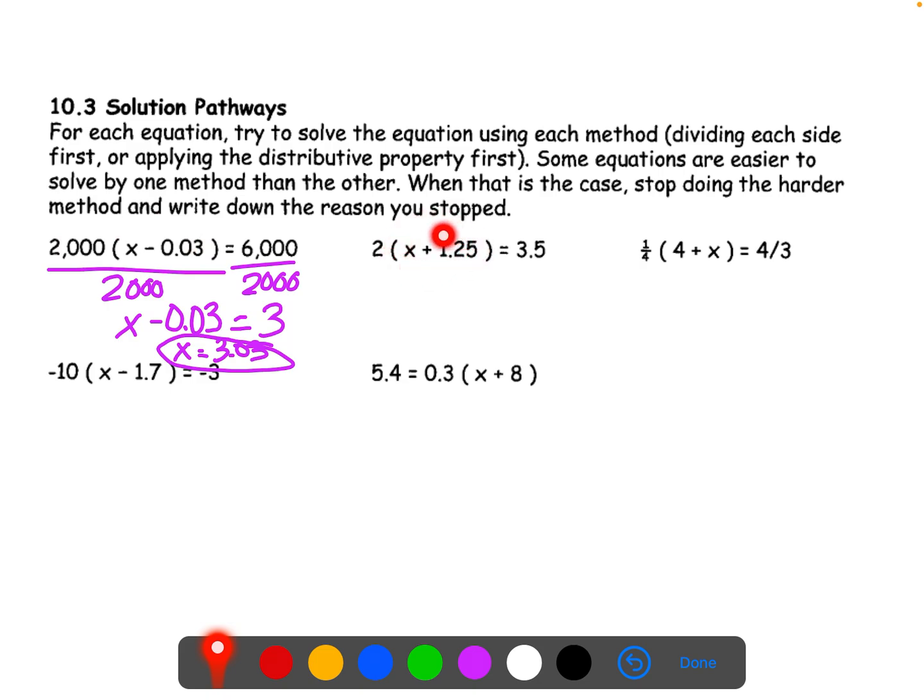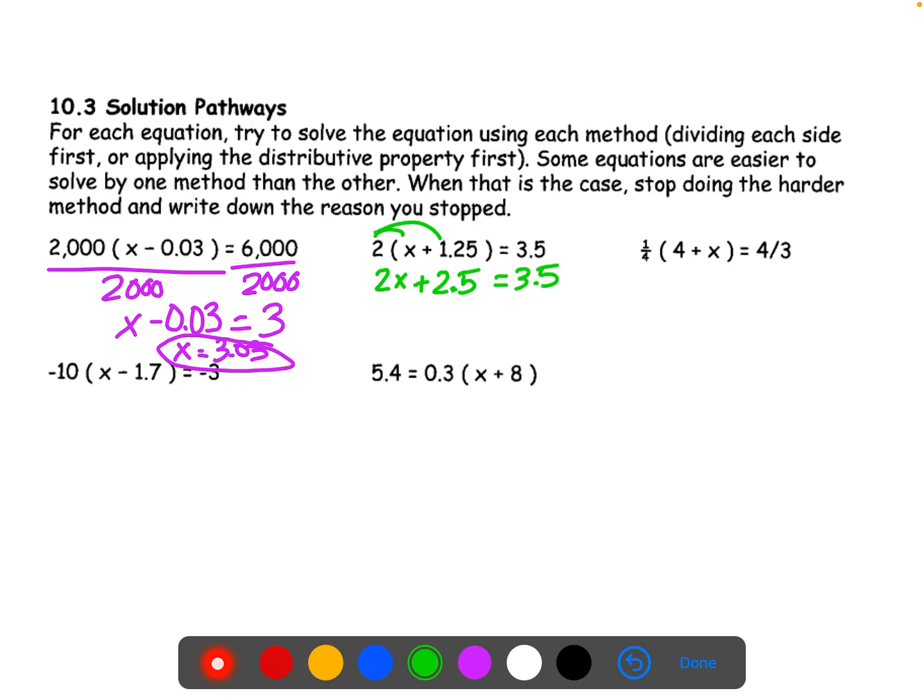So everything here in parentheses is being multiplied by 2. We could get rid of that 2 right away. I'm going to look over here at this total. 2 doesn't nicely go into 3.5. So now, instead of dividing everything by 2 to begin with, let's try distributing it. Distributing 2 to these values is not going to be difficult. It's pretty easy to multiply things times 2. So we have 2x, and then we have 2 times 1.25. So I'm going to add 2.5. That's 2 times 1.25 equals 2.5.